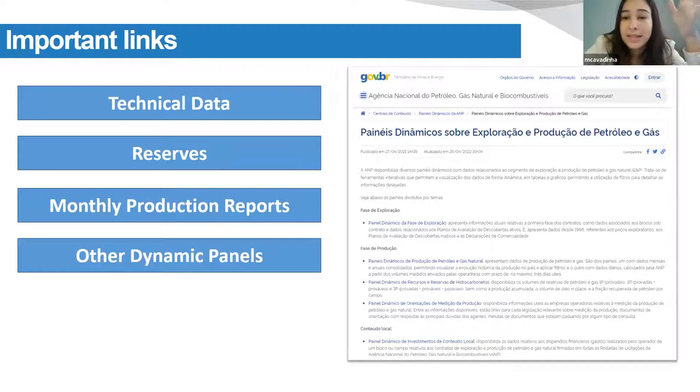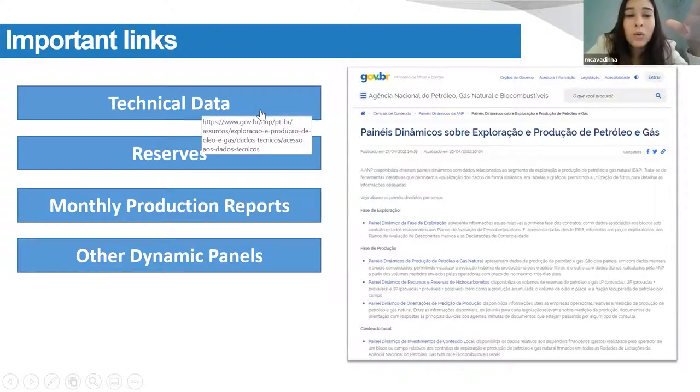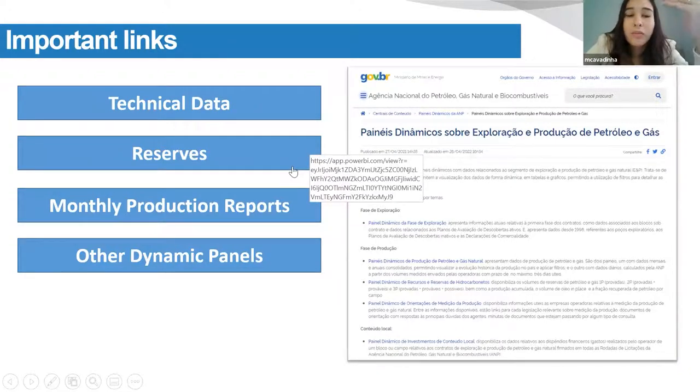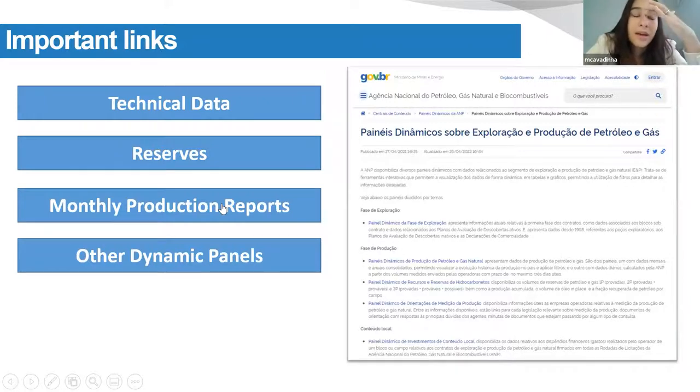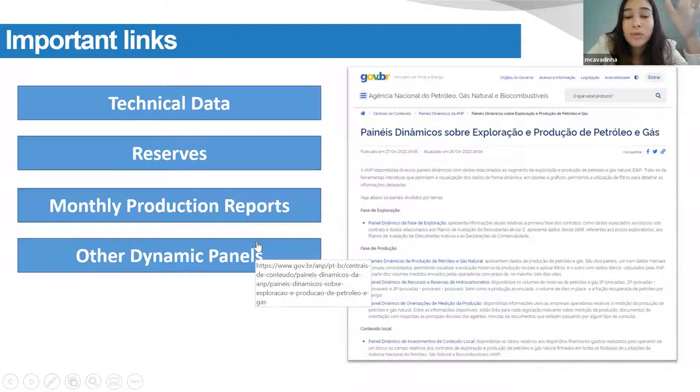Here I selected some important links that summarize everything that I mentioned. For example, the link for the technical data download and also the link for reserves and production. So every month we publish our monthly reports with the production and everything that I mentioned. And we have also other dynamic panels. We are looking at giving access to our data. So we have Power BI dynamic panels where you can select the operator, select the area, and see those production plots. So we are investing a lot in showing our information.